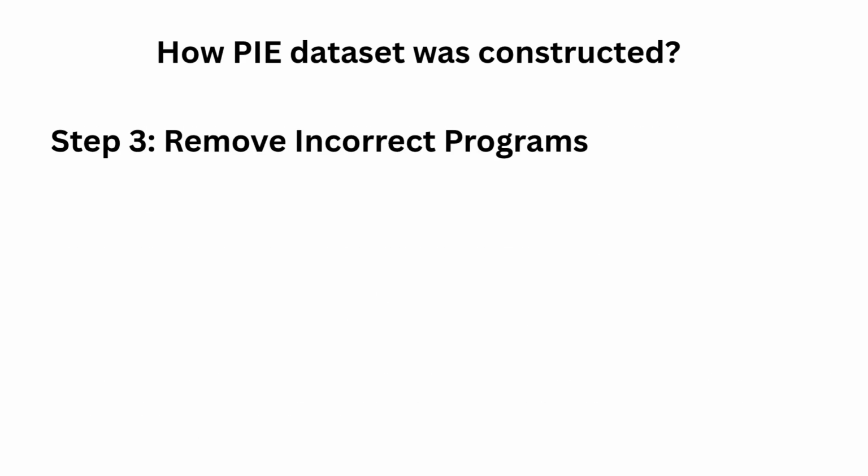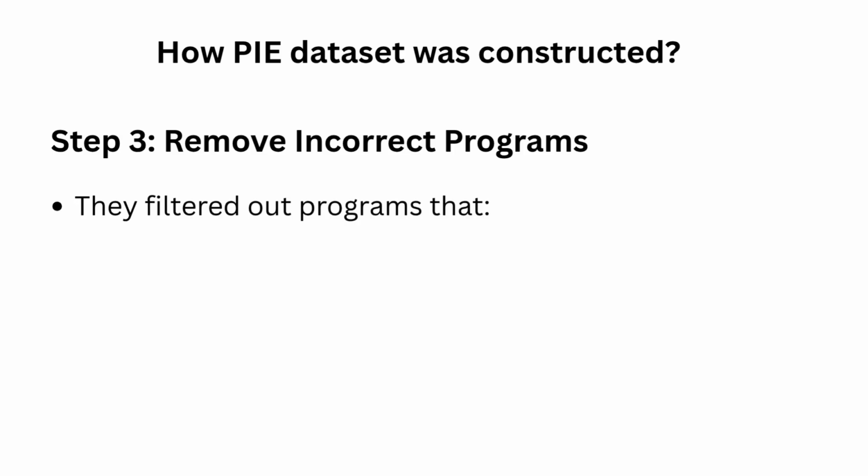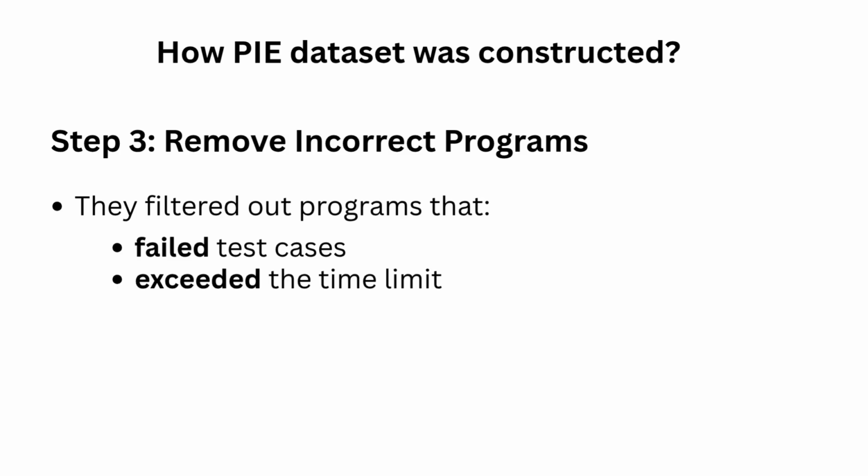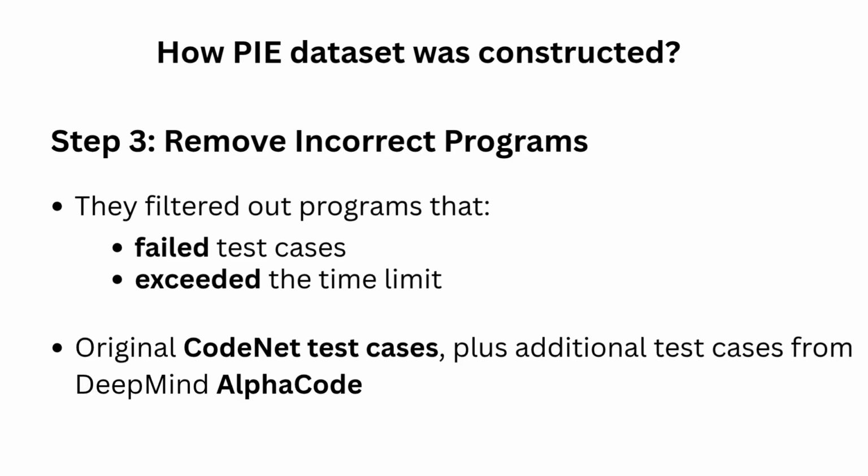Step 3, remove incorrect programs. They filtered out programs that 1. Failed test cases, 2. Or exceeded the time limit. To ensure correctness, they used original CodeNet test cases plus additional test cases from DeepMind AlphaCode. Programs were rejected if even one test case failed. This improved correctness verification. After filtering, they obtained only valid accepted programs.